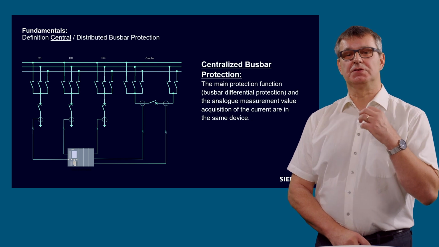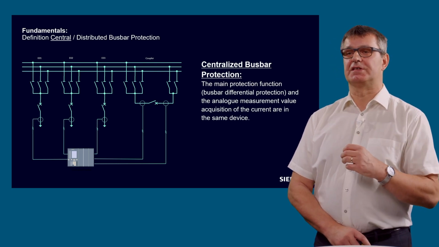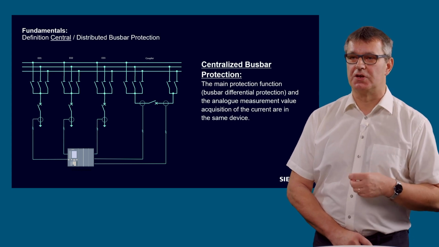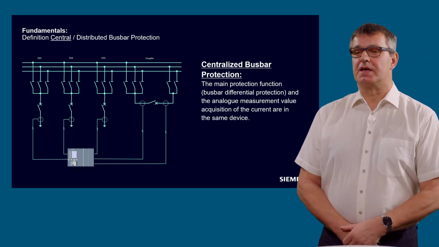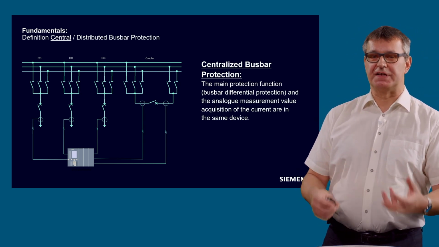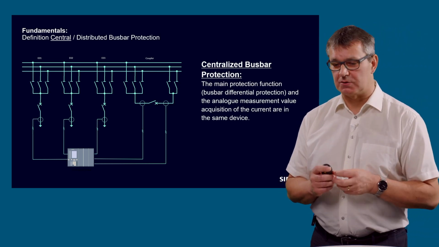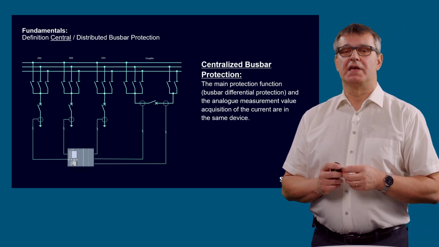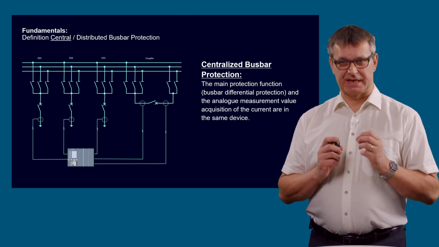It's important to understand it doesn't matter where the binary signals are acquired or sent from: where the disconnector position, the circuit breaker position, or the trip command comes from. Essential and important to speak about a centralized busbar protection is that the analog current measurement acquisition is in the same device.